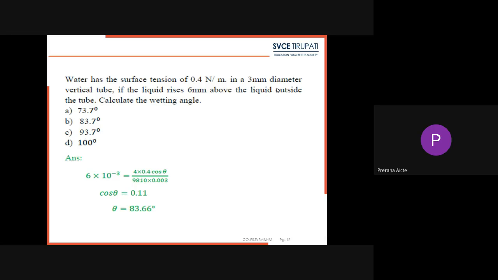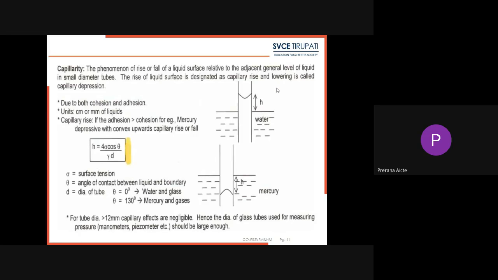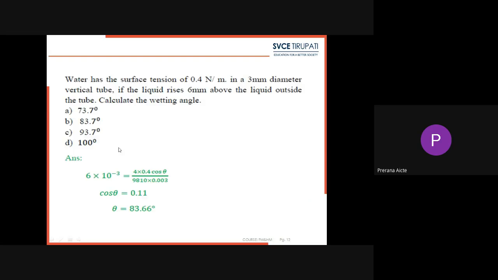So they have given surface tension 0.4 Newton per meter, the diameter of the tube 3 mm, and capillary rise H 6 mm. So now we have to calculate the angle made with the glass and liquid. So for that, we are going to use the formula, H equals 4 sigma cos theta by gamma D. Here they have given H value, gamma value, sigma value and D value. Now we have to find out the theta.